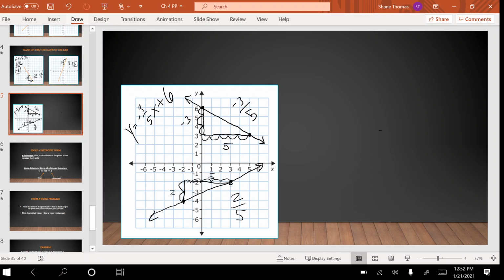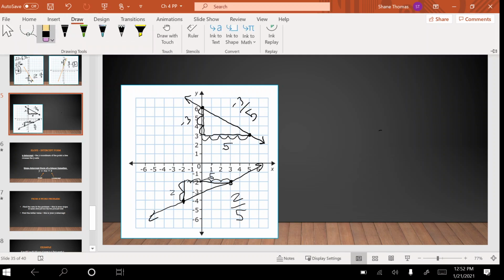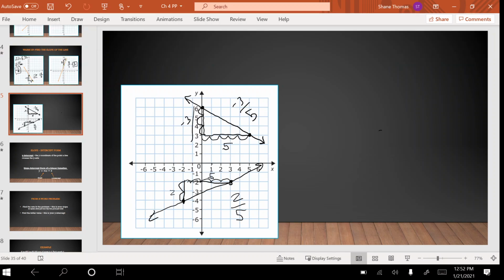All right, so here, because I went down. Okay, since I went down the graph, if I go down the graph, it's minus. If I go up the graph, it's plus.